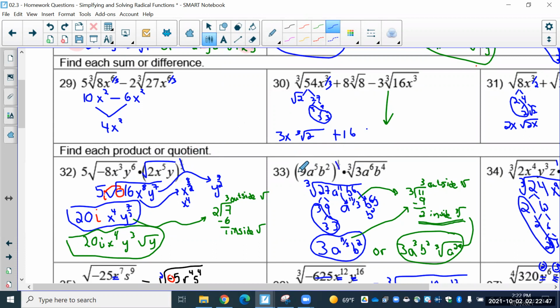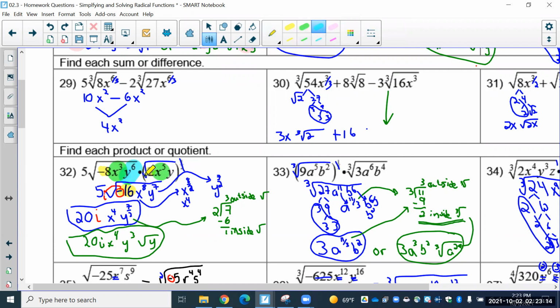No, 1/3 is really the cube root. You want everything to be written in terms of roots. Okay, so then you multiply. That 5 is outside, so it stays outside. Then the 8 gets multiplied times the 2, and that makes -16. And then you multiply the x to the third power times the x to the fifth power. You add the exponents to get 8.